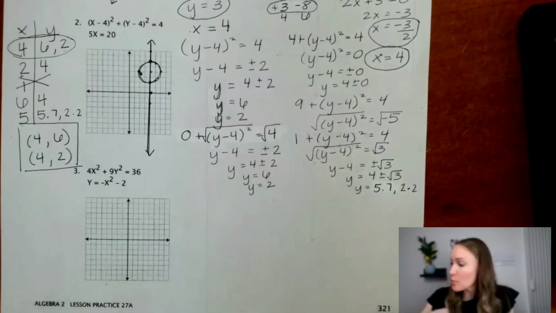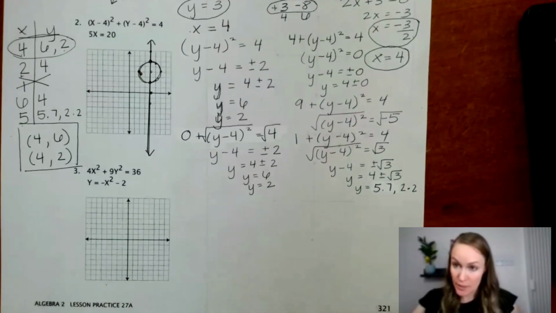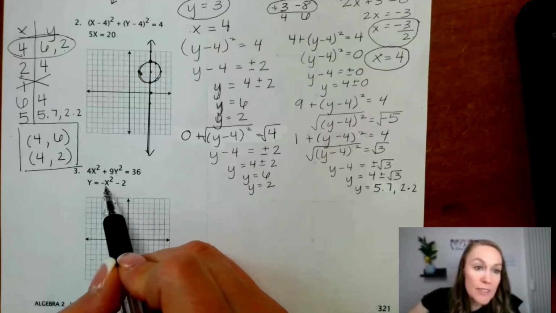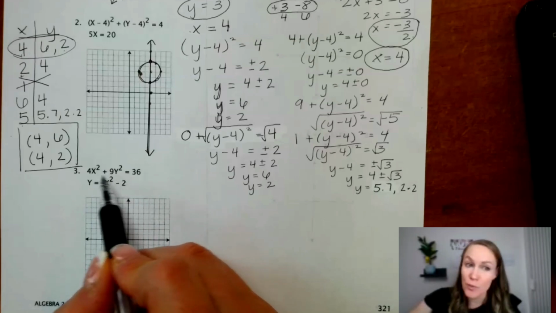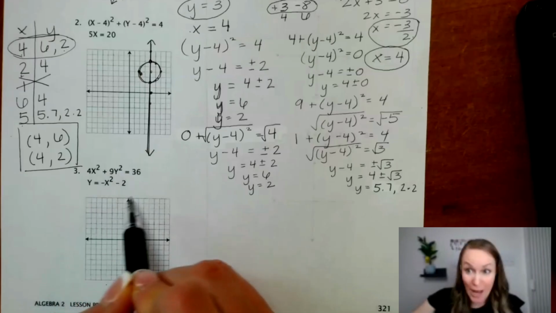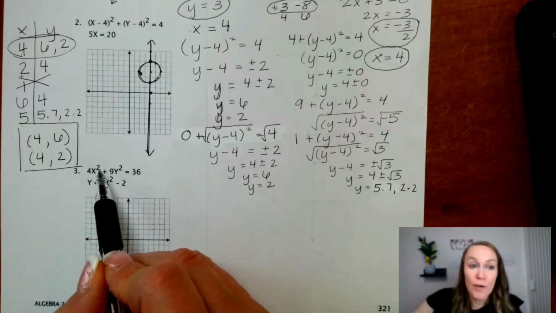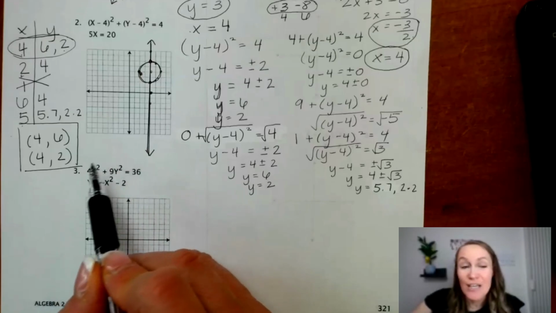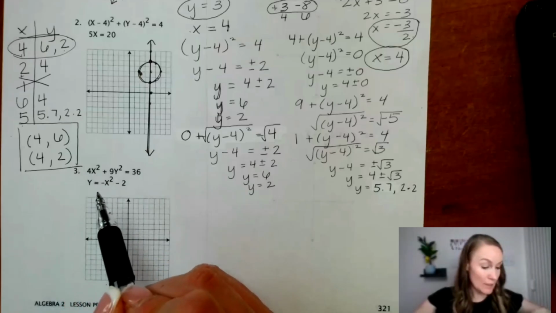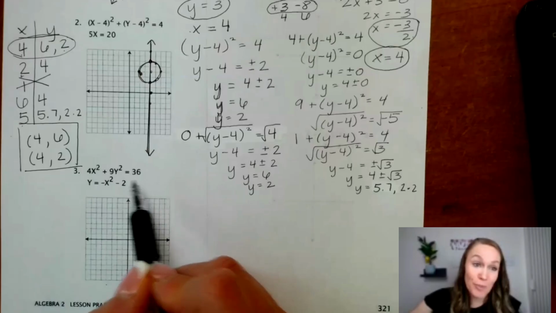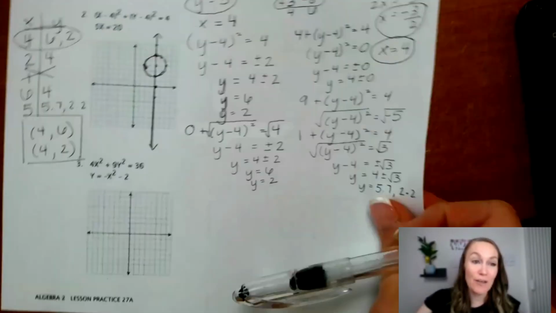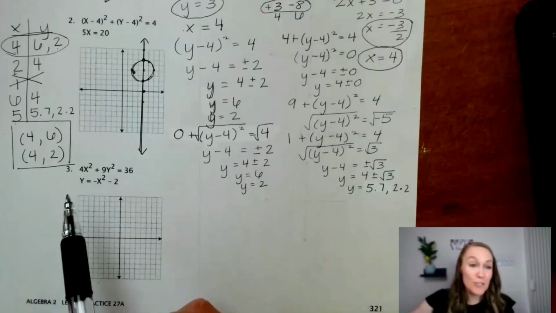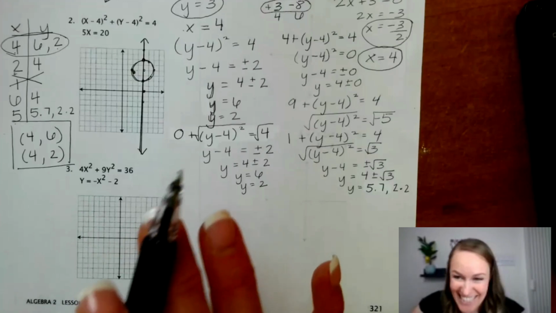These do take a while, so you'll want to budget a little bit more time in your schedule to complete this worksheet this week. Okay, so I have y equals negative x squared minus 2. What kind of graph is that? I'm thinking parabola, right? And then 4x squared plus 9y squared equals 36. I'm thinking, yes, not a circle because the x values and the y values have different coefficients, but it's going to be an ellipse. Okay, so let's go ahead and graph these things.